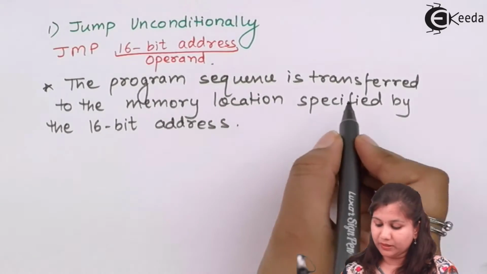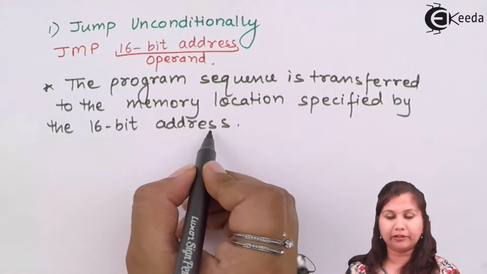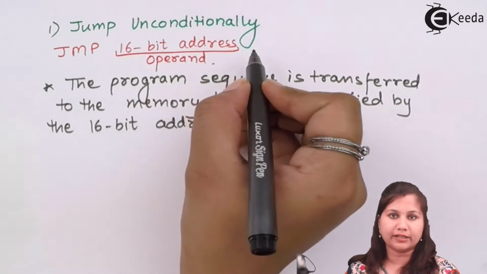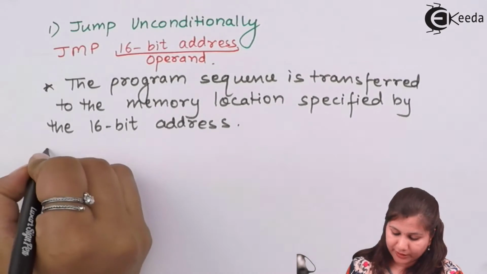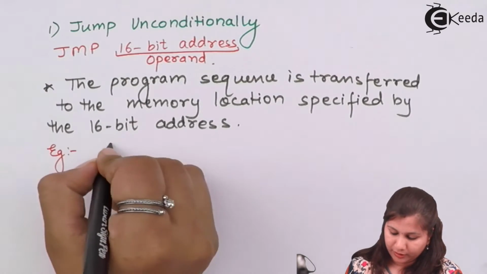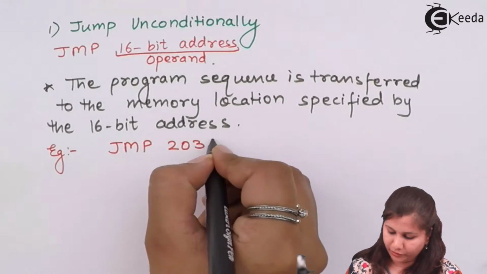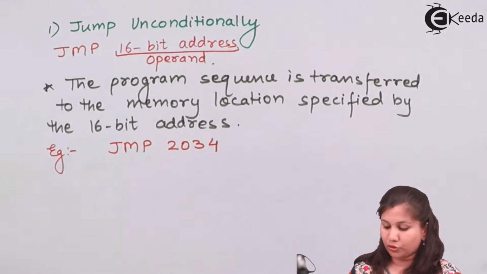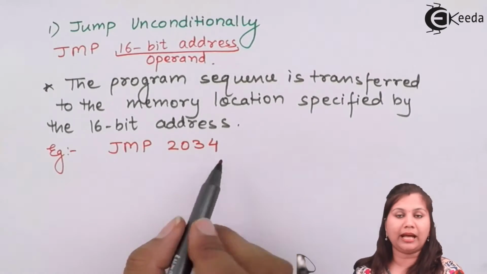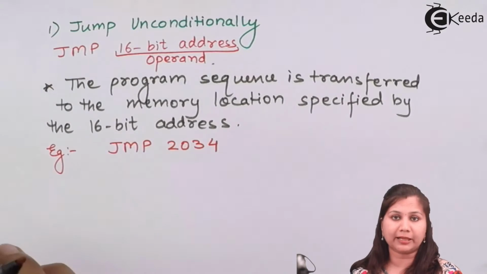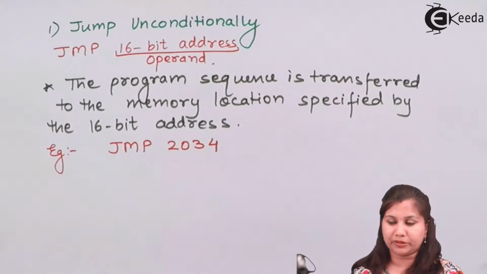So the program sequence is transferred to the memory location specified by the 16-bit address which is present in the instruction. Okay. An example of this instruction, let's suppose we are writing JMP 2034. So the microprocessor will jump to the memory location 2034, and whatever instructions are written at that memory location will be executed by the microprocessor.